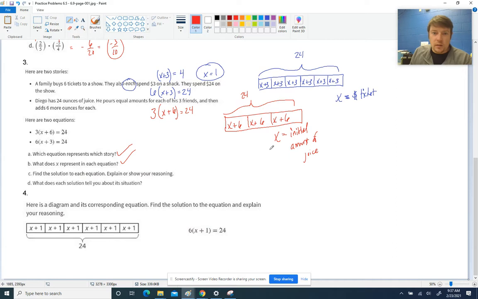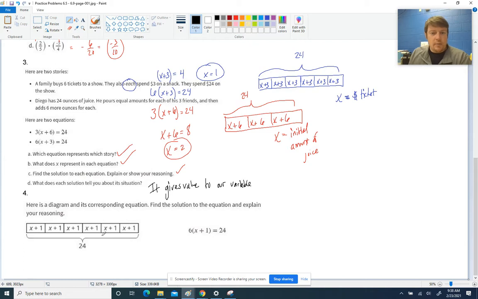And for the second one, let's work that one out right below it. If 3 times X plus 6 is 24, then that means that a single X plus 6 would be equal to 8, because 24 divided by 3 is 8. Hence, that X, or the amount of juice he put in everybody's cup to start, was 2. And then, so we're showing our reasoning here. What does each solution tell you about its situation? It tells me it gives value to our unknown, our variable, our letter. That's what it does.